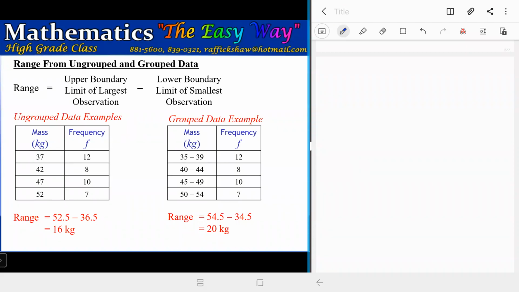For the second one, anything that measures 34.5 can fit in the first group, and anything that measures less than 54.5 can fit in the last group. So the data range really is from 34.5 up to 54.5, and therefore the range is the difference between those two values. So it's always largest upper boundary minus smallest boundary. That is what gives you your range when the data is grouped or ungrouped, especially when it is measurement data, not counting data.